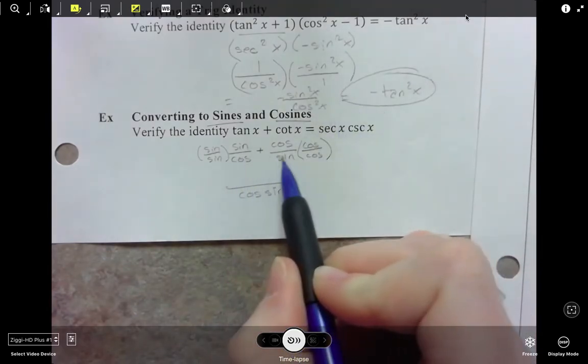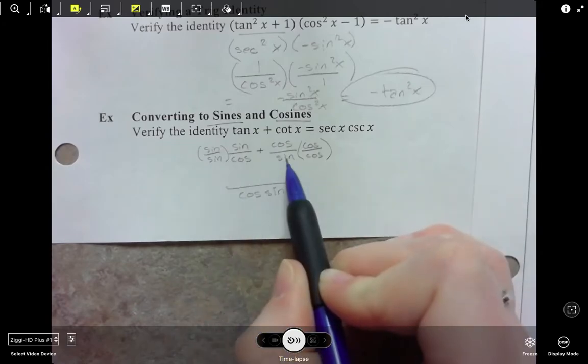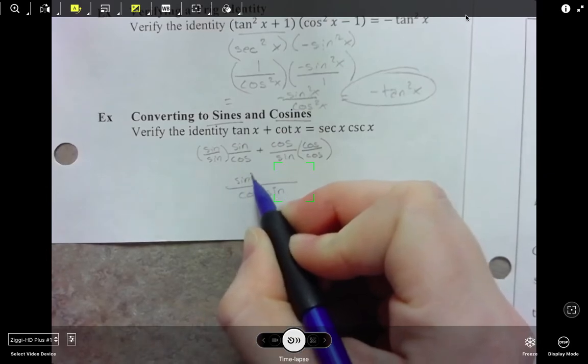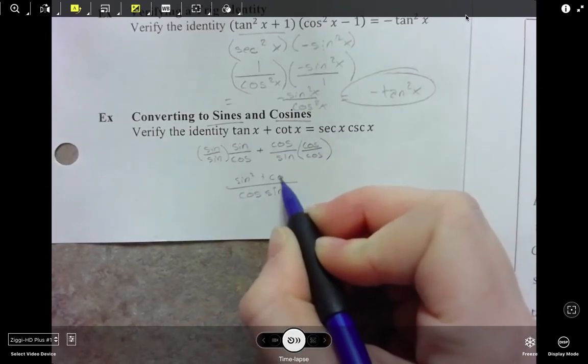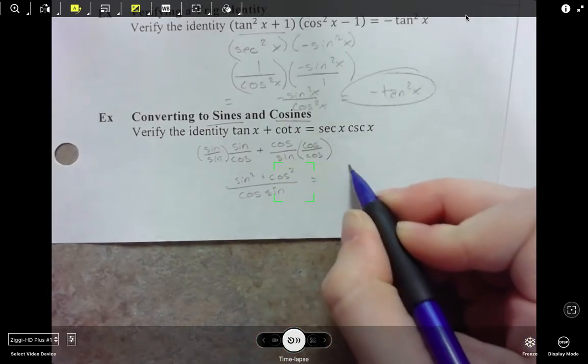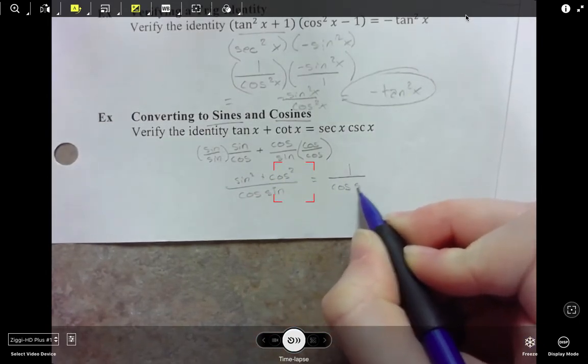Since this one did not have a sine in the bottom, I have to multiply by sine. This one didn't have a cosine, so it's multiplied by cosine. So sine times sine is sine squared. Cosine times cosine is cosine squared, which is wonderful because sine squared plus cosine squared is 1. So this is 1 over cosine times sine, right?